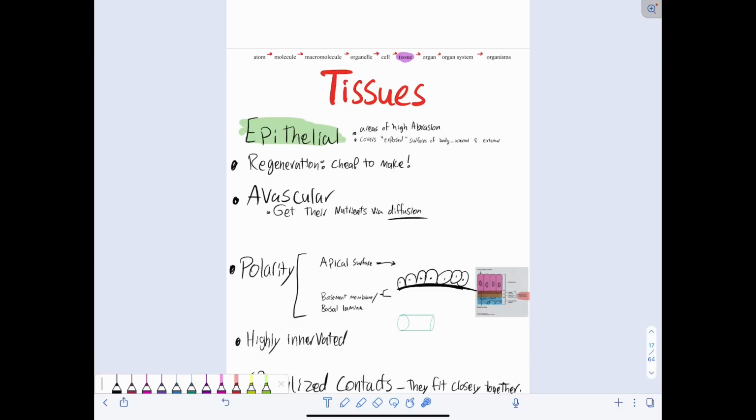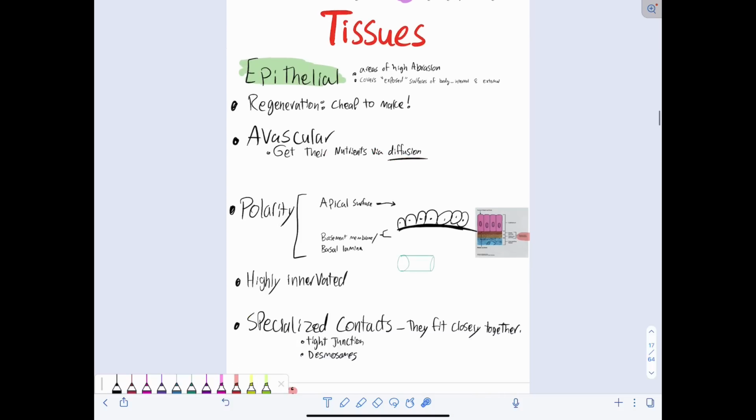And they are avascular, which means there's no direct blood vessel going to the epithelial tissue. And so they have to rely on diffusion to get their nutrients. Another thing that makes them super special is that they're very polar. Now, what I mean by polar is that polar means ends, right? Like the North Pole and South Pole. These are two completely opposite ends of the Earth.